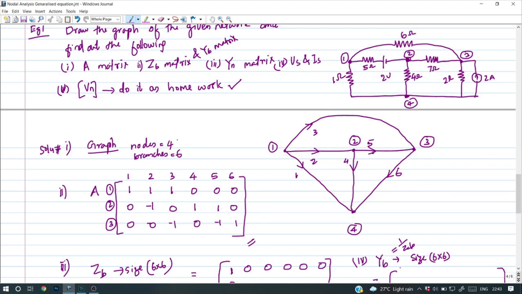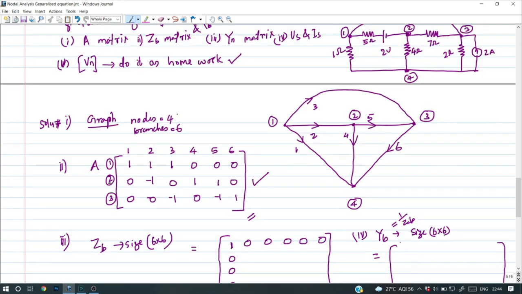What are the leaving branches? 4 and 5 are leaving, so their sign is positive. Corresponding to the second branch, the current is entering towards node 2, so its sign is minus. And considering the third node, the incident branches are 3, 5 and 6. Remaining entries are zeros. Corresponding to 1, 2 and 4, the entries are zeros. Here the third branch and fifth branch are incoming towards node 3, so corresponding to 3 and 5, the sign is negative, and for 6 it's leaving, so its sign is +1. So this is the reduced incidence matrix.